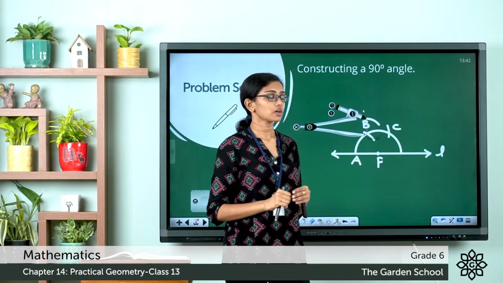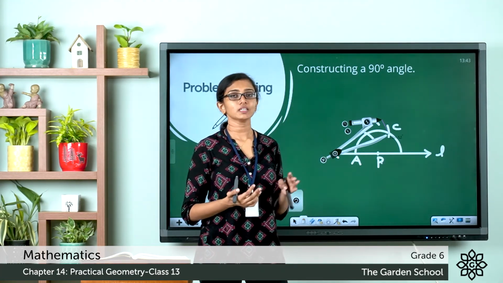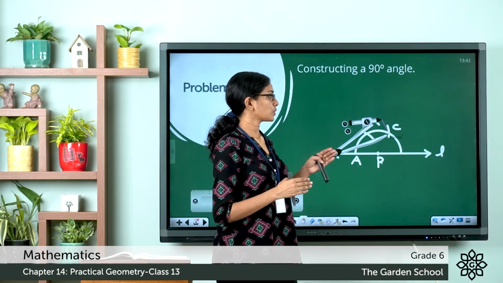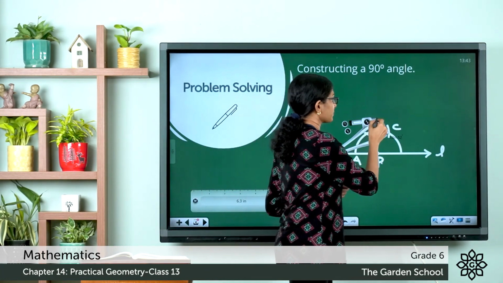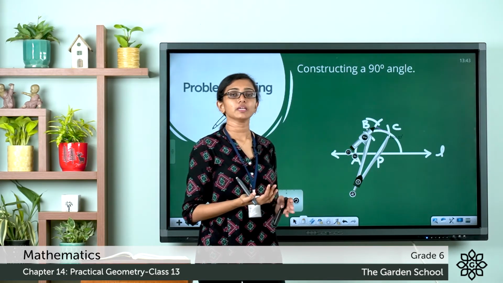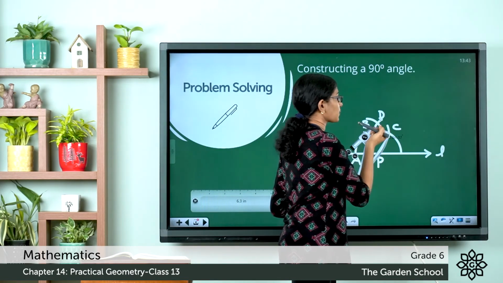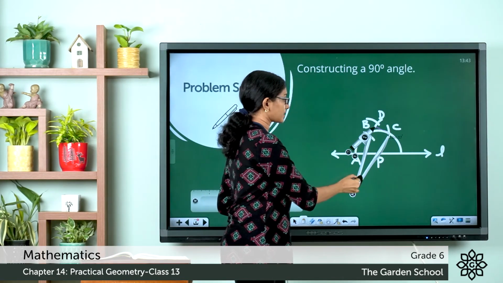Now repeat the process with C as the center. With C as the center and the same radius, we are going to draw an arc here, and we have a point of intersection. Now let this point be the point D. This is point D. Set aside the compass.